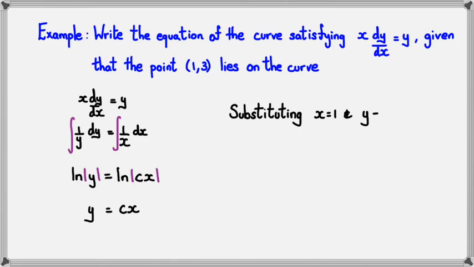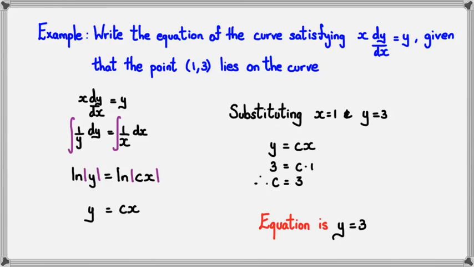From this point onwards, I have been given a point, so substituting x equals 1 and y equals 3. My equation was y equals cx, in other words 3 equals c times 1, therefore c is equal to 3. Which means the particular solution I'm looking for in this situation is y equals 3x.